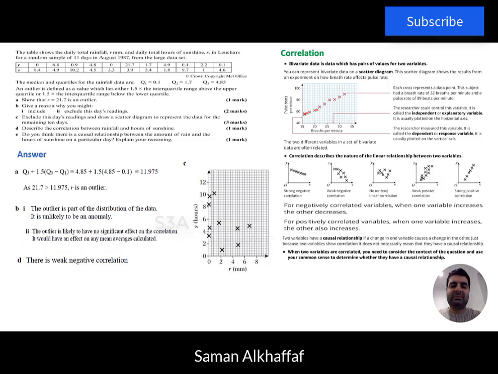For part E, we are asked if there is a causal relationship between the amount of rain and the hours of sunshine on a particular day, and we need to explain the reasoning. So our explanation in this scenario: there could be a causal relationship, as days with more rainfall will have more clouds and therefore less sunshine, and this will be our answer for this question.